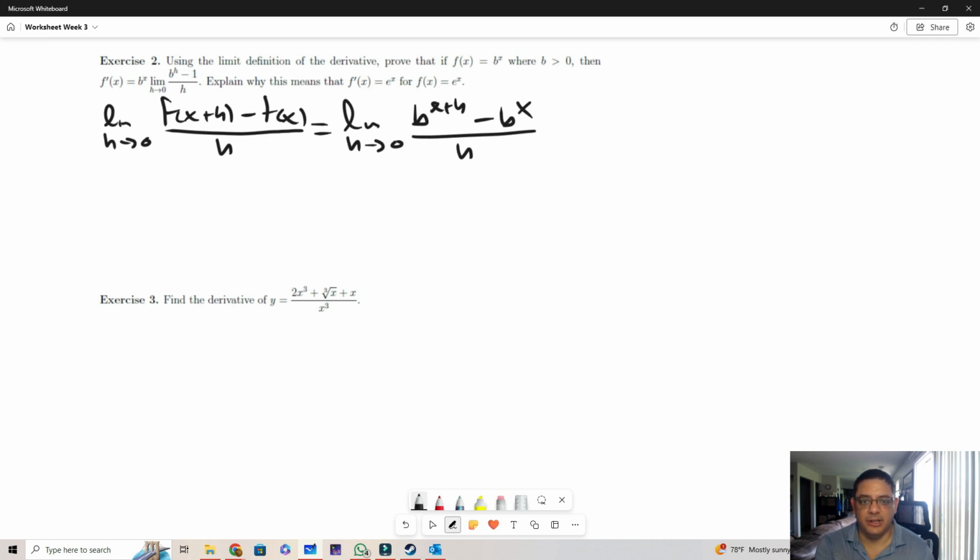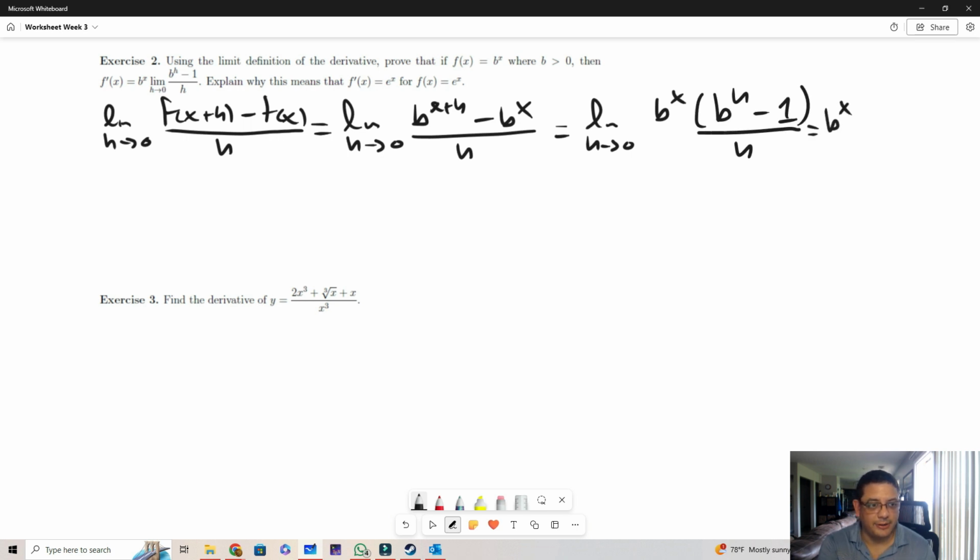Now, what happens here is that notice that b to the x is a common factor. So I can actually go ahead and say, well, this is b to the x times the factor of b to the h minus 1 over h. Now, notice in this limit, this b to the x really doesn't matter. This has nothing to do with h, so I can just put it outside of the limit. And this is where we get our result. We wanted to prove that f prime, that by definition is this, was this. So we just proved now that that was true.